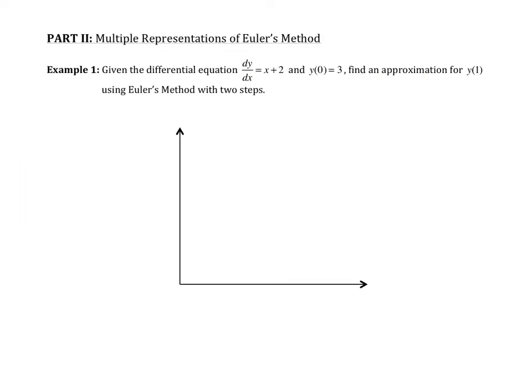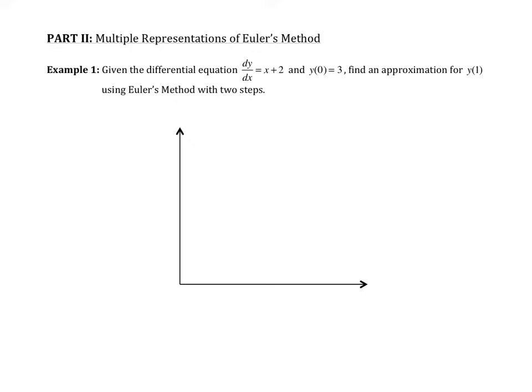Okay, let's take a look at some examples. And here where it says multiple representations of Euler's method, that just refers to the fact that you're going to want to be comfortable applying Euler's method to any situation, whether it is given in a formula, like this example, or a table, like the next example, or the information is somehow communicated to you in a graph. So that's what I'm talking about here.